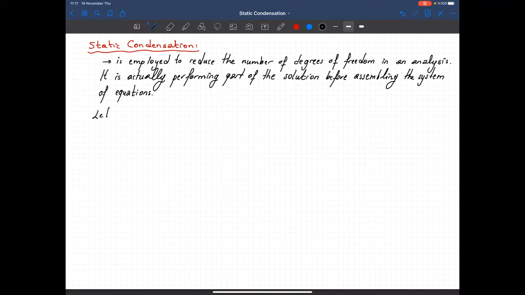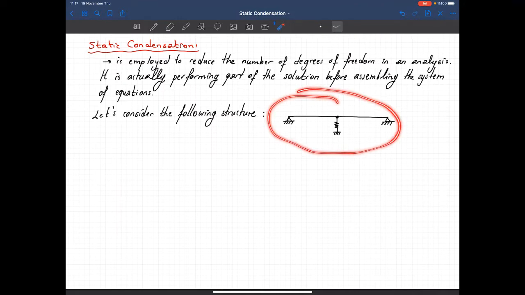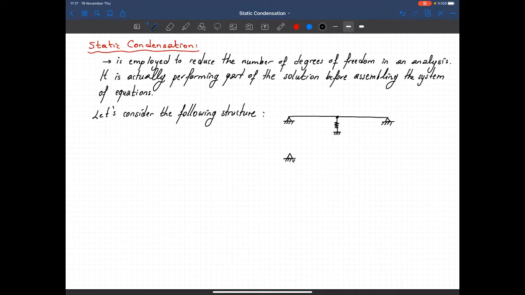Okay, so for that, let's consider the following structure. Let's say that I have a simply supported beam here, and let's say that I put some spring at some point at the middle. Okay, and I want to represent the behavior of this structure with only 2 degrees of freedom. Let me draw one more time. Defined at the ends of the continuous beam. Okay, so D1 and D2.